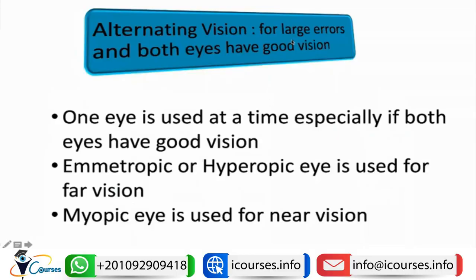The alternating vision for large error occurs when both eyes have good vision. The person usually uses one eye at a time, especially if both eyes have good vision: the emmetropic or hyperopic eye is used for far, and the myopic eye is used for near, and they frequently alternate between both of them. So this happens if we have large error but both eyes have good vision, and this usually occurs if both eyes have large error but the difference between both of them is within the acceptable range.